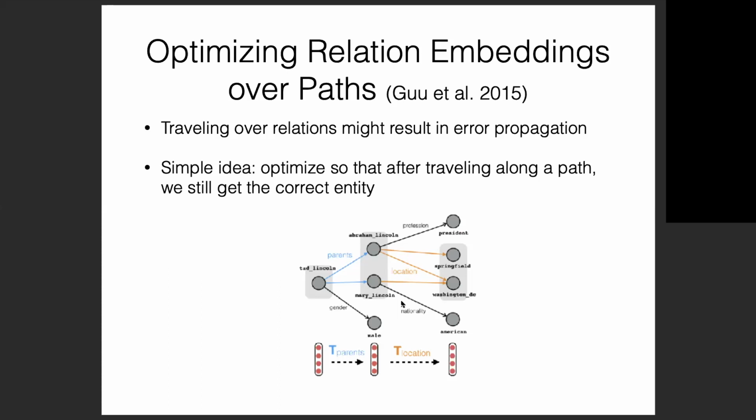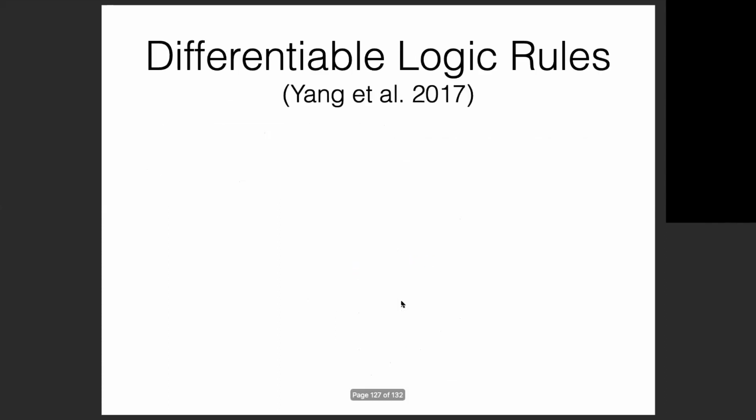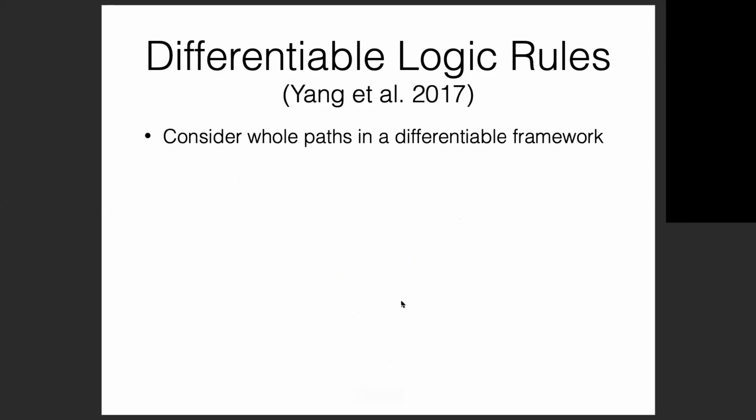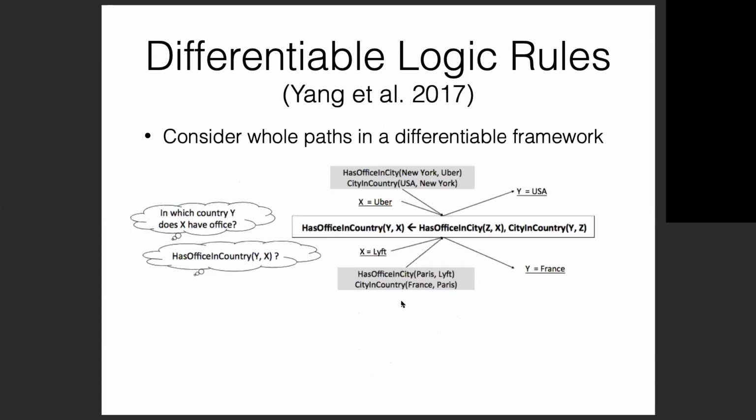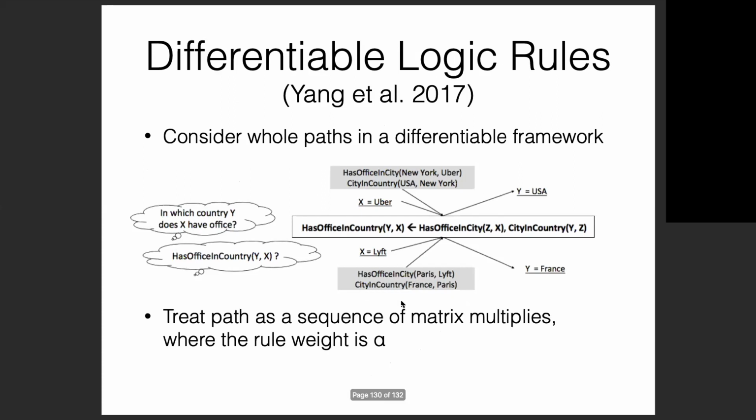So I think this is an interesting paper if you're interested in the idea of relations. And also, there's an idea of differentiable logic rules. So basically, it considers whole paths of logic in a differentiable framework. So the idea is that we have essentially has office in country as a big logic rule, and then this can be split up into has office in city and city in country.